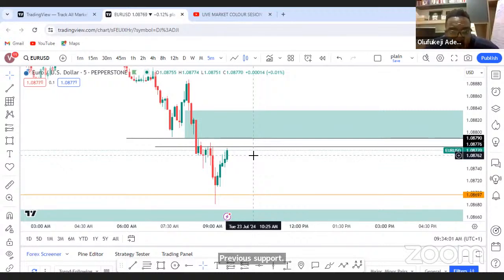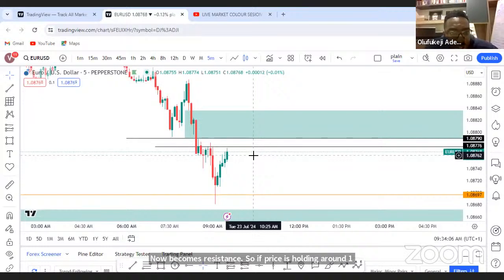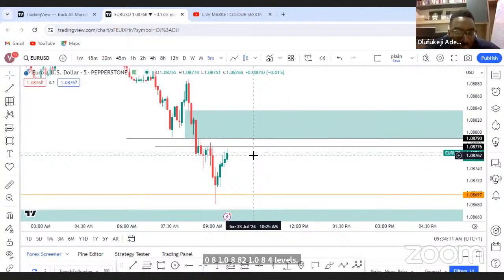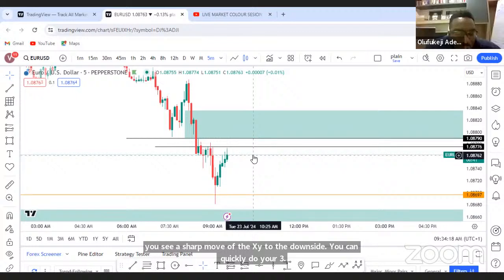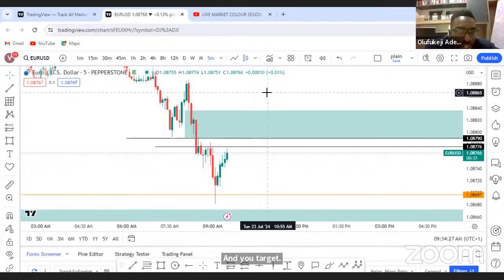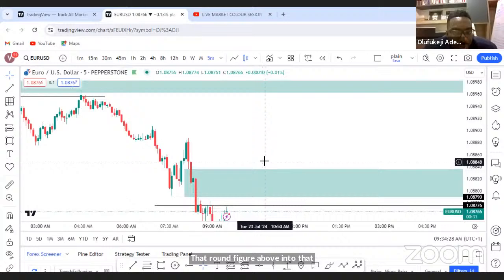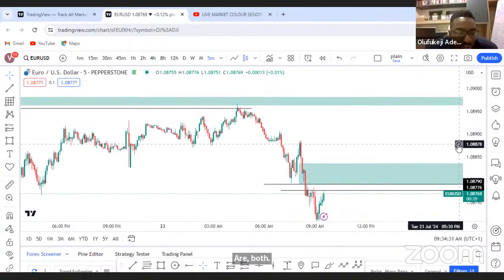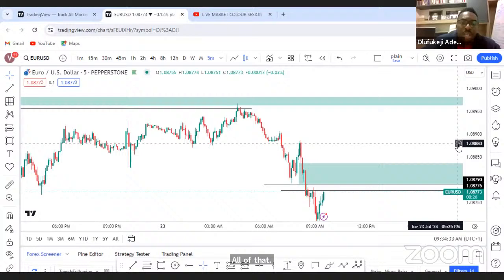So if price is holding around 1.0880, 1.0882, 1.0884 levels, and price is holding, and you see a sharp move to the downside, you can quickly do your 1:3 short, stop loss of about 5 to 7 pips, and you target that round figure above into that liquidity zone above. All of that into that liquidity zone above. For an intraday quick move, 1:3.